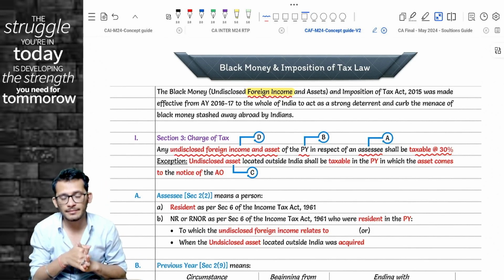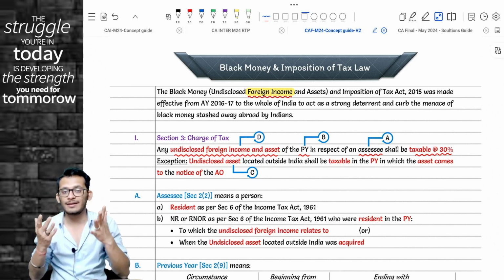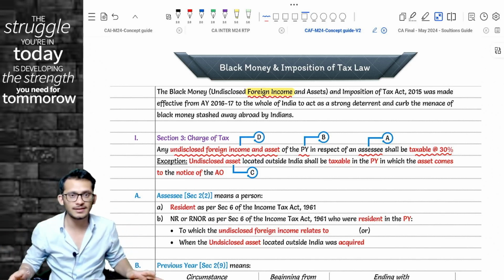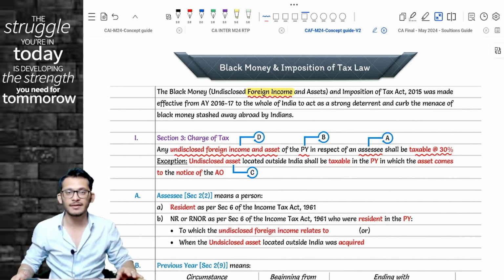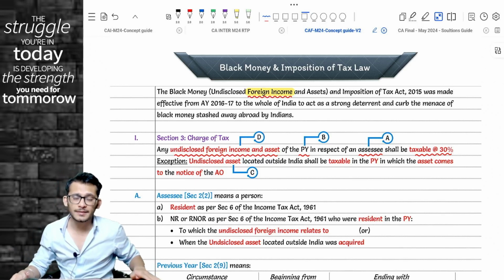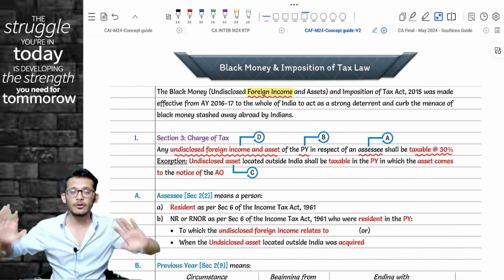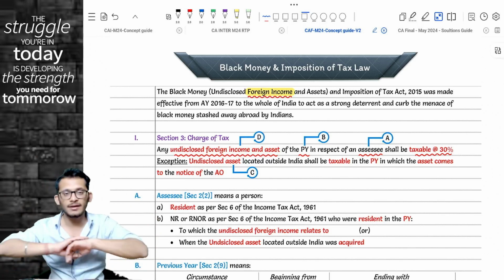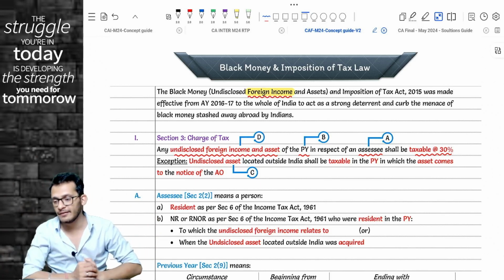Now income I understand. Today I earned an income, it was undisclosed, therefore they put it up and they taxed it at 30%. But looking at an asset, I have a foreign asset, an undisclosed black money asset. I have not shown it anywhere.